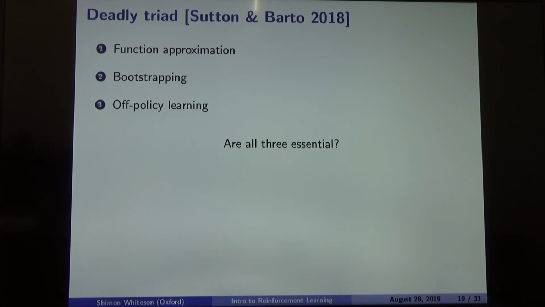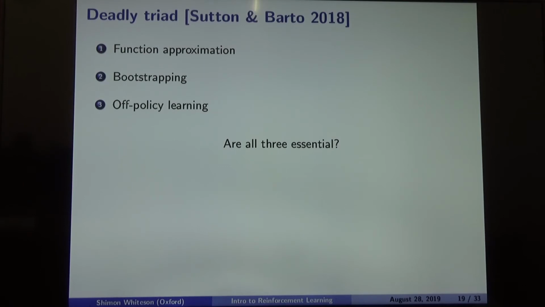The third one, off-policy learning, is most debatable. Off-policy learning is certainly nice. If we're going to have a great reinforcement learning algorithm, that algorithm is going to need to explore in a smart and efficient way.